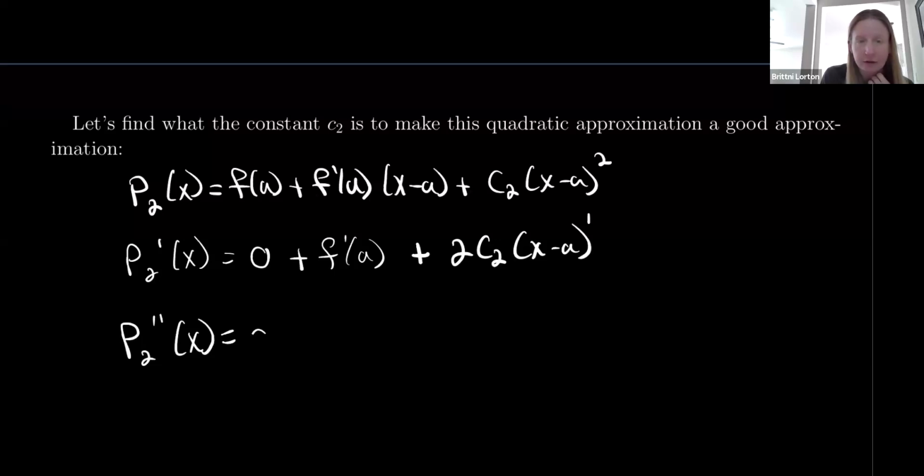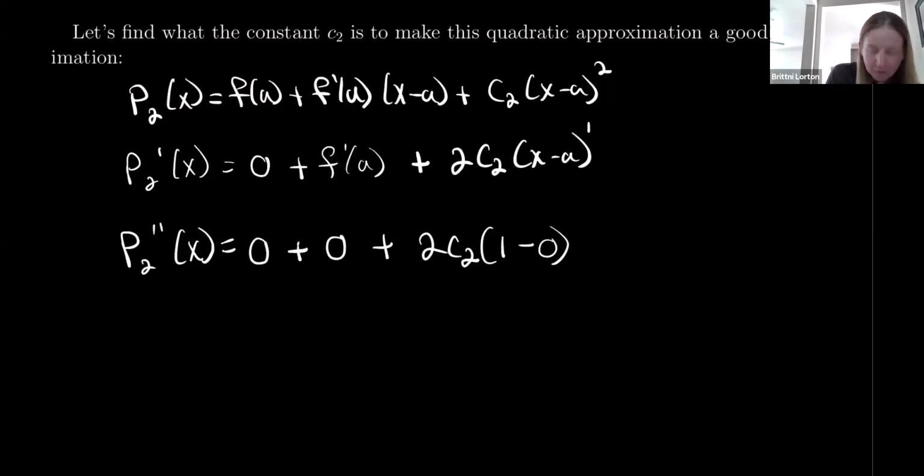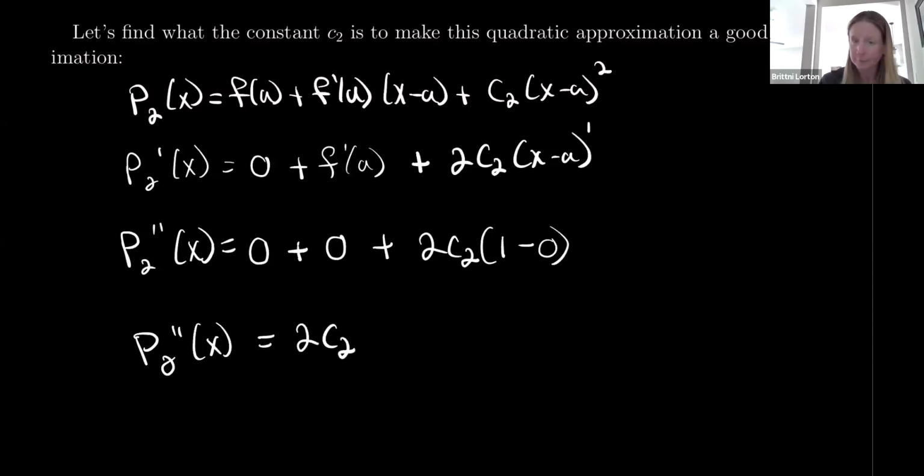The derivative of 0 is 0. The derivative now of just a number, that slope there, is just a 0, plus 2c2, since constant multiples stay. And then the derivative of x is 1. The derivative of a is 0. So I ended up with here my second derivative, p2 double prime of that quadratic approximation, is 2c2.